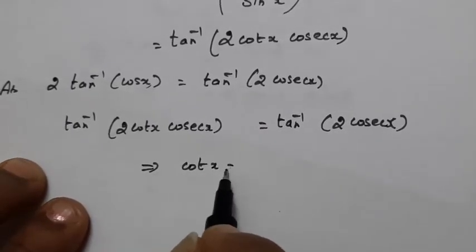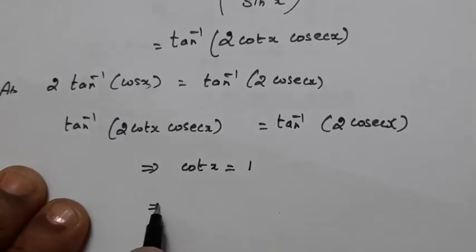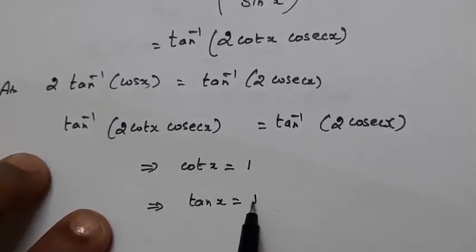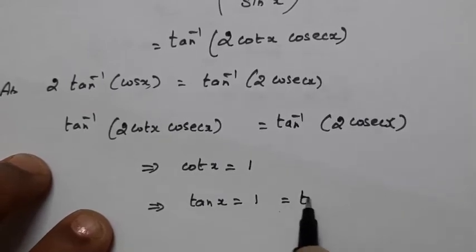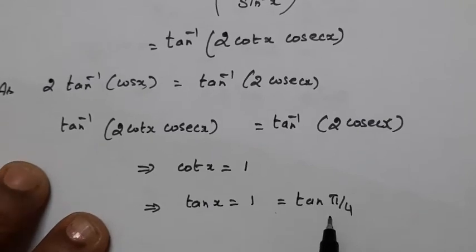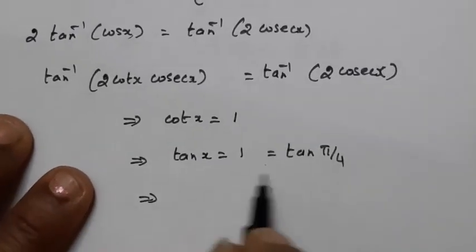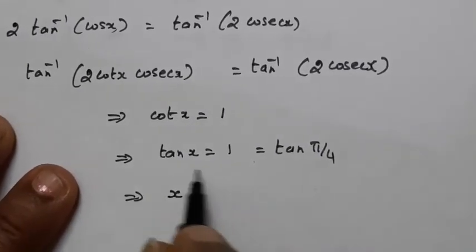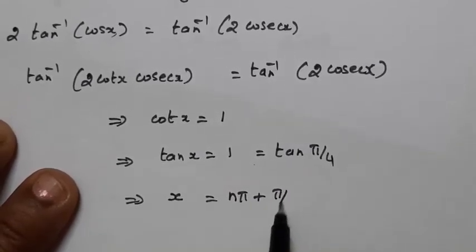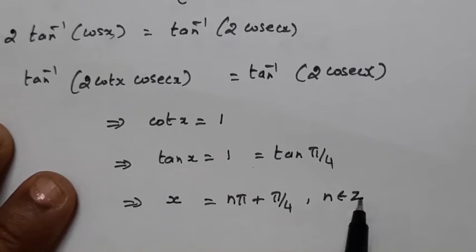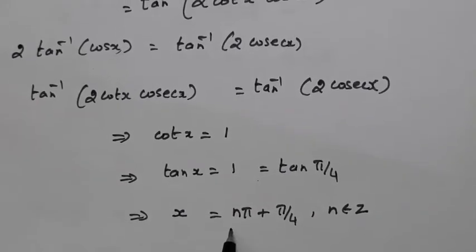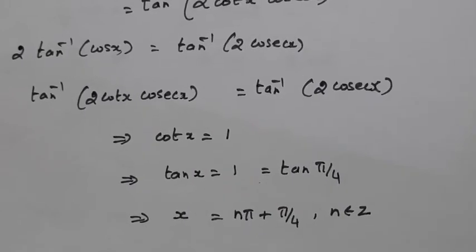Cot x would be nothing but 1. So cot x is equal to 1. So cot x is equal to 1 means we have tan x is also equal to 1. So this 1 can be replaced as tan pi by 4. So tan x is equal to tan pi by 4 means, and this is a trigonometric equation, from that, what would be the solution for this equation? x is equal to n pi plus pi by 4, where n belongs to z. Okay. This is a general solution. Particular value is pi by 4 and the general value is n pi plus pi by 4.